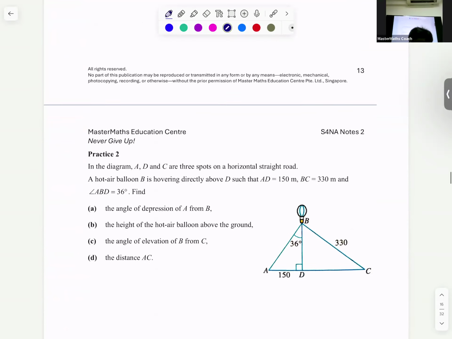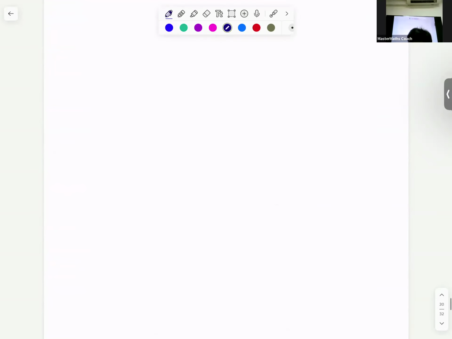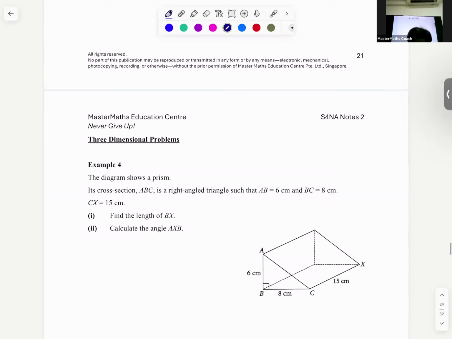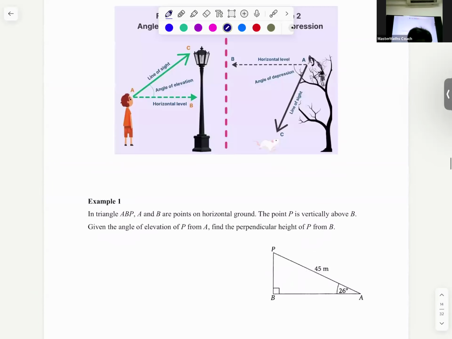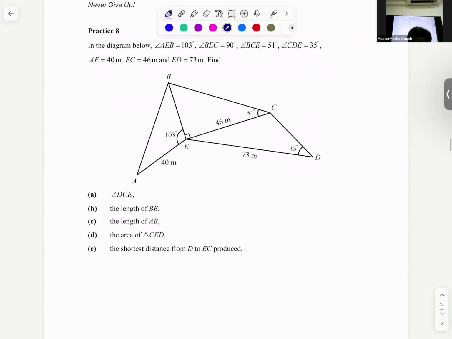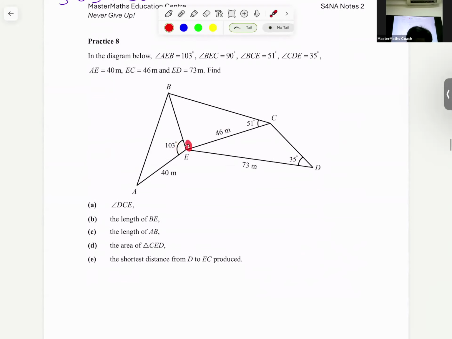Okay, let's look at the next question. In the previous lesson, we were talking about the cosine rule, so that's what we are going to focus on. Okay, so we have this figure here. This is 103 degrees. This is 90 degrees. This is 51 degrees. This is 35 degrees. This is 40 meters. This is 46 meters. And this is 73 meters. So how do you find DCE?